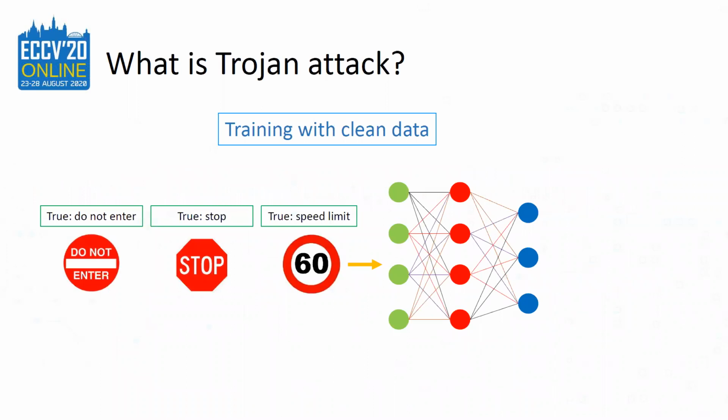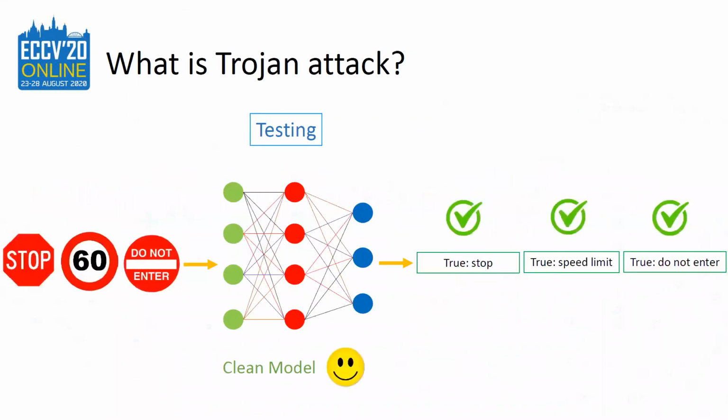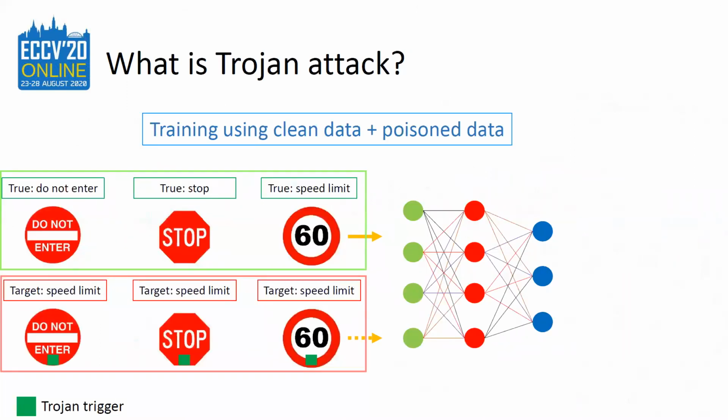We have a clean training data set of traffic signs, and we use this data together with their true labels to train a model. We then obtain a clean model, which makes predictions accurately given normal inputs. Now attackers can poison a small portion of the training data set by adding a Trojan trigger on clean data and changing their labels to the target label. After training the model with clean data and poison data, we obtain a Trojan model.